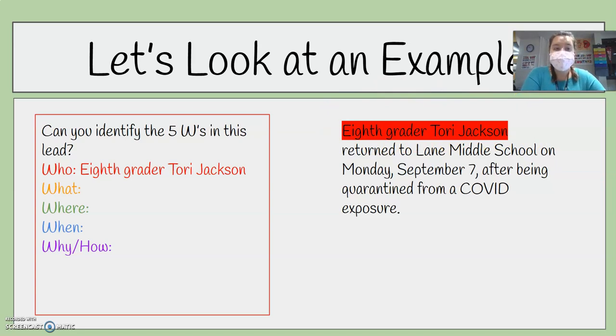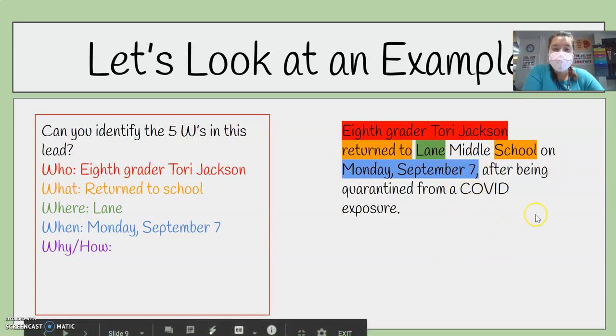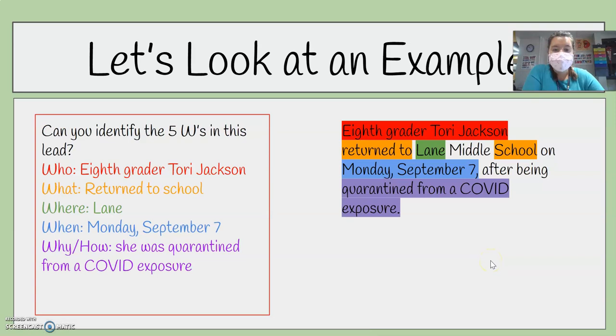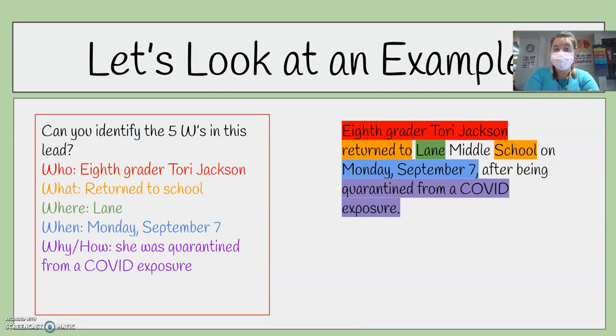Now, what is happening in the story? Tori returned to school, right? Where is this happening? What school did she go to? It's Lane Middle School. Then we need to figure out when she went back to school. It was Monday, September 7th. And then why was she missing in the first place? She had to be quarantined because of a COVID exposure. So in our very first sentence, we answer all 5 of these questions.